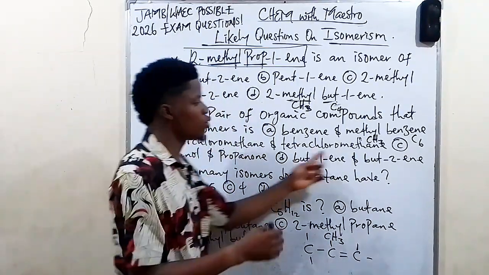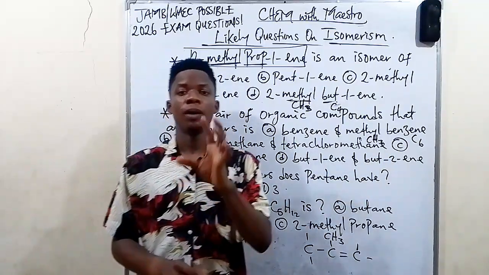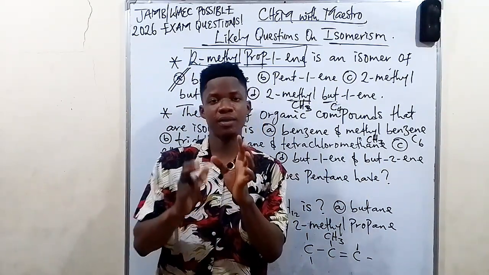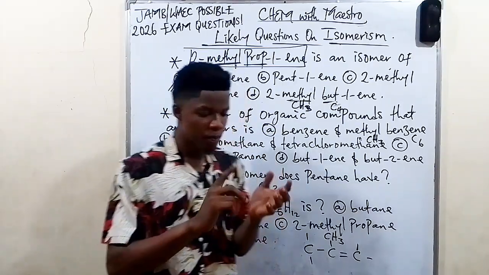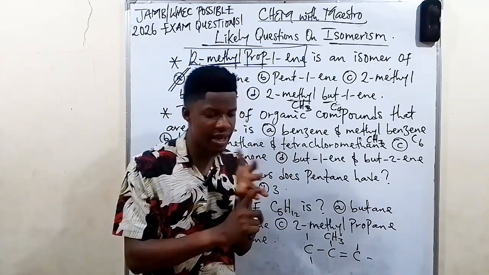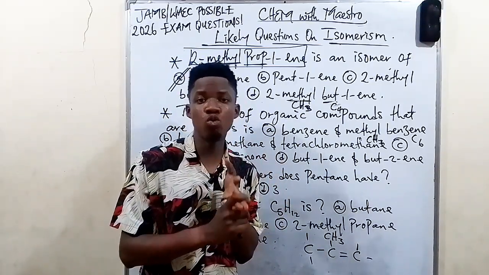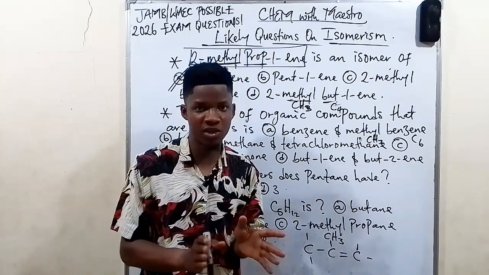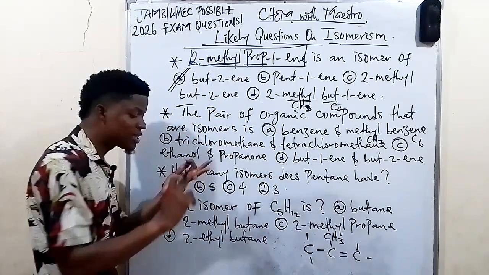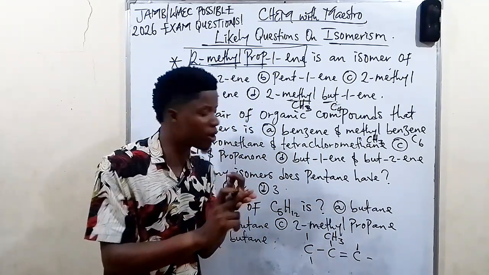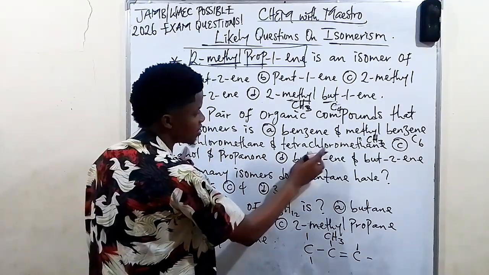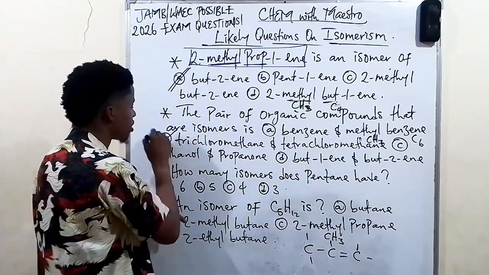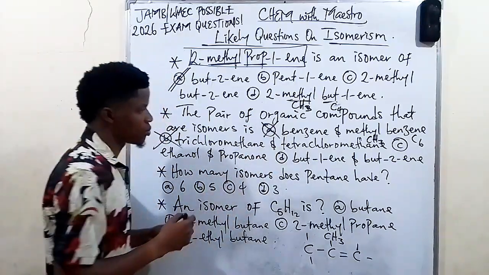Trichloromethane and tetrachloromethane. Now please take note, when we are talking about isomers for alkanes, methane, ethane and propane do not have isomers. So methane, ethane, and propane do not have isomers. So automatically, this one that is carrying trichloromethane and tetrachloromethane is totally out of it, as well as option A.